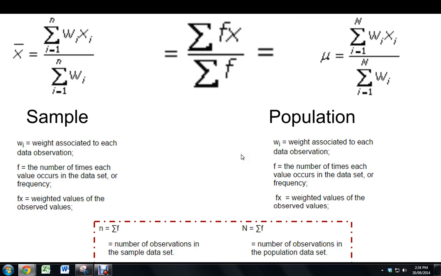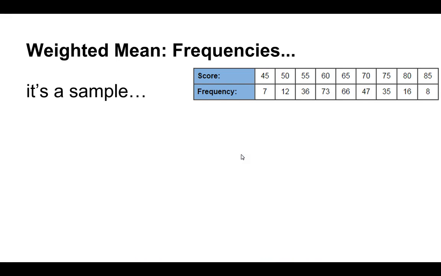Once again, we have the weight that's associated to each data observation. We also could use instead the frequency, or the number of times that each value occurs in a data set. So when we do that, we can have f times x, which gives us the weighted values of all of the observed values. I hope it becomes clearer after we go through an example.